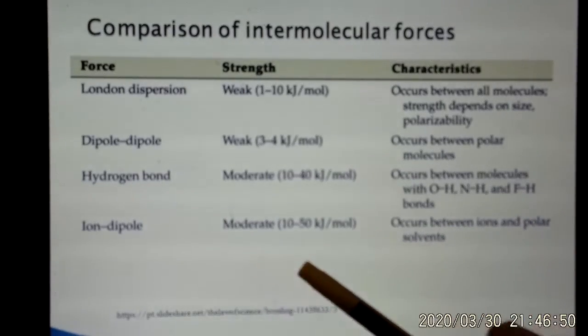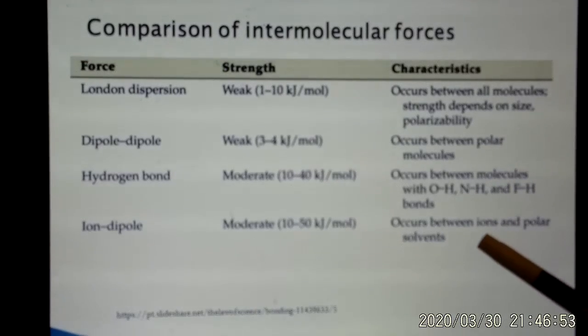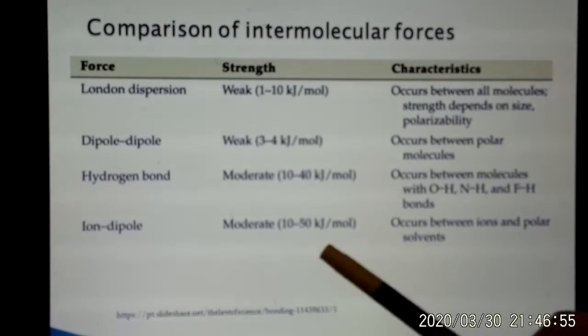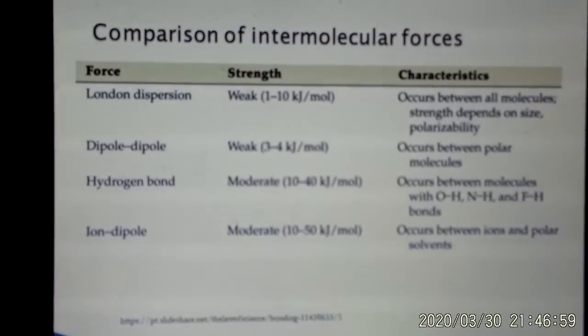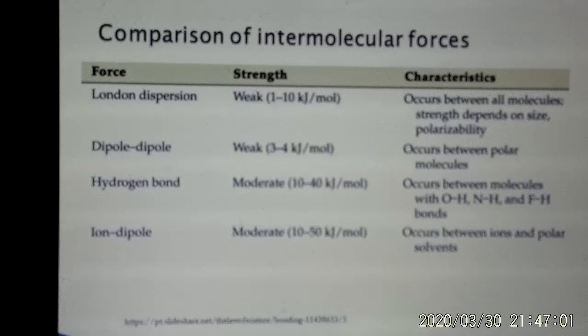And then the ion dipole, those are moderate forces between ions and polar solvents. And that makes sense because otherwise, if they weren't moderate forces, how would we end up dissolving table salt in water? So they have to be strong enough to overcome the ion-ion attractions that are in solid salts.